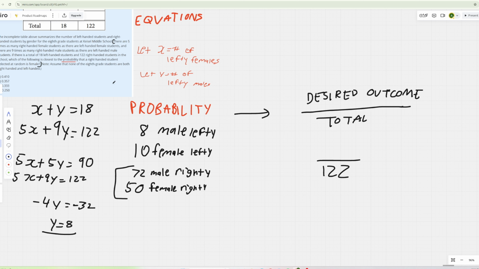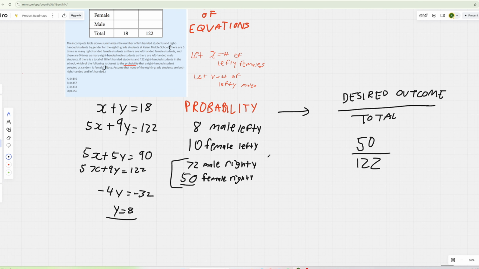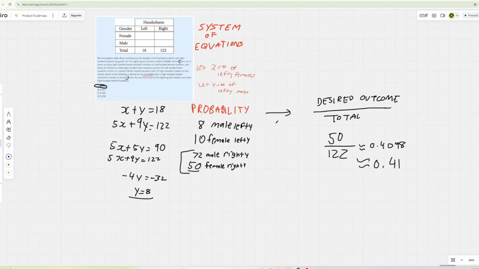Right-handed student, what's the probability that it's a female? 50, right? There's only 50 females in my bag. So if I do this, I get 50 over 122. You can pull up your calculator. You get about 0.4098, which is closest to, round it, 0.41. Boom. A.